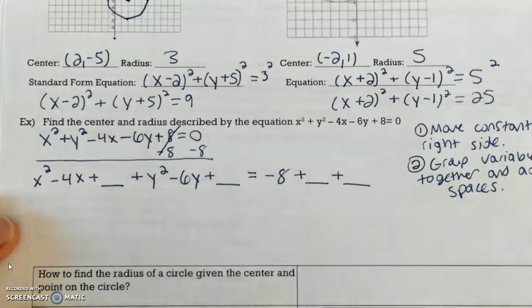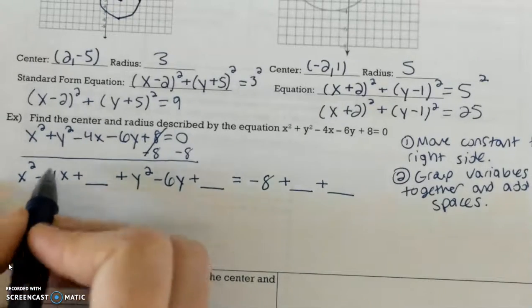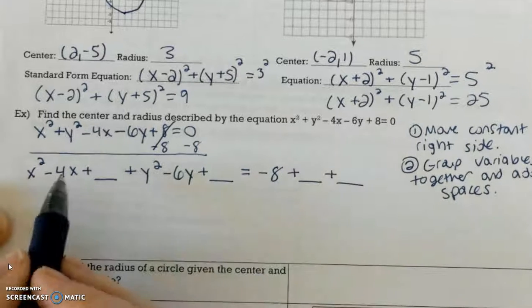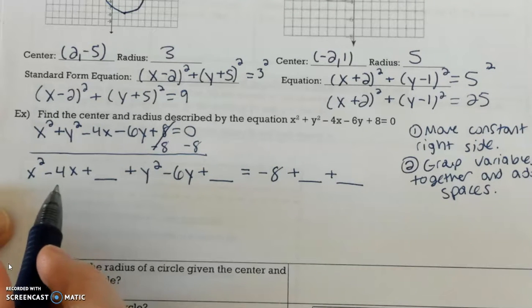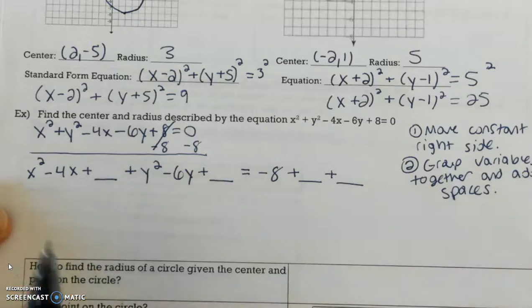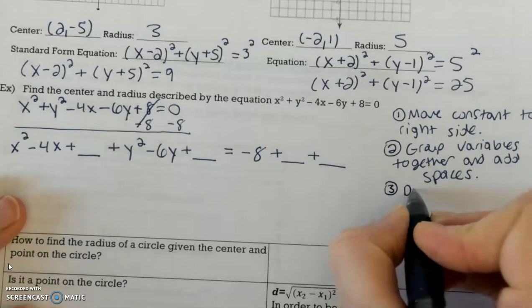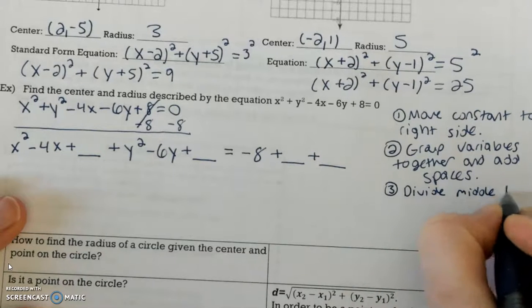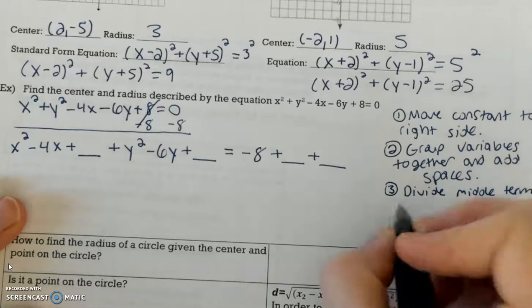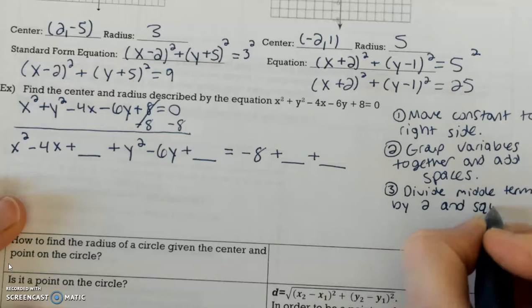All right, so how do we determine what actually goes into the blank? Well, what we do know is we look at the middle term. I have a negative 4. What I need to do is divide that term by 2 and square it. So let me write that down. Divide middle term by 2 and square it.